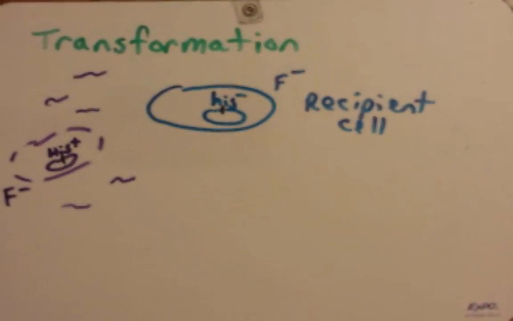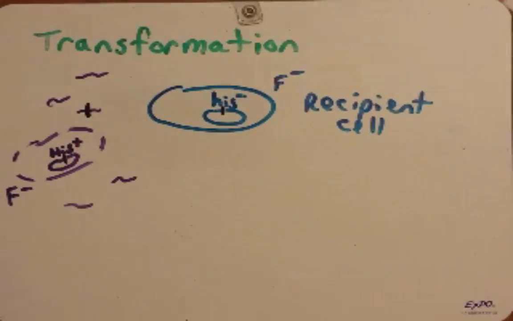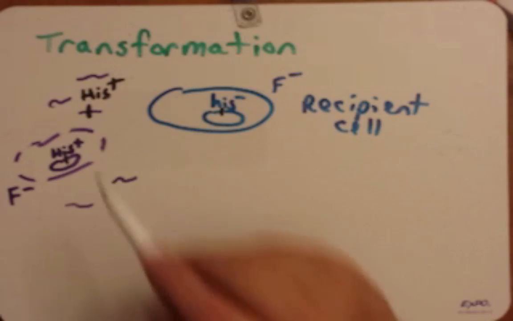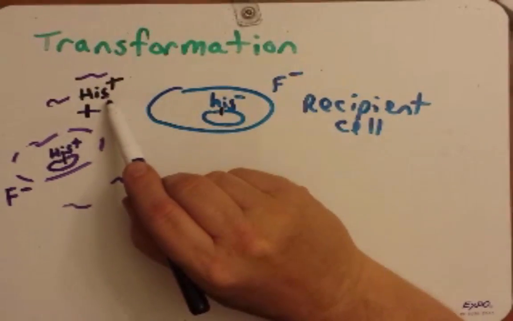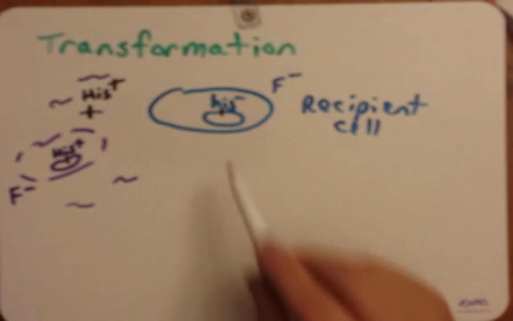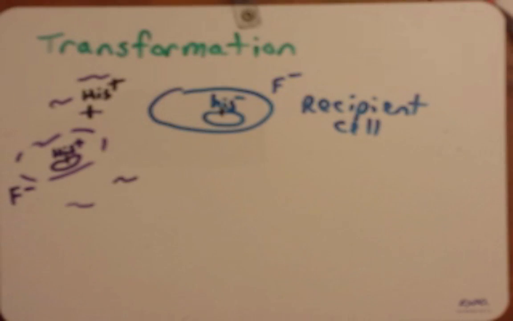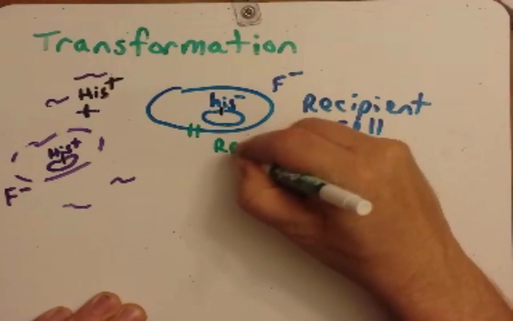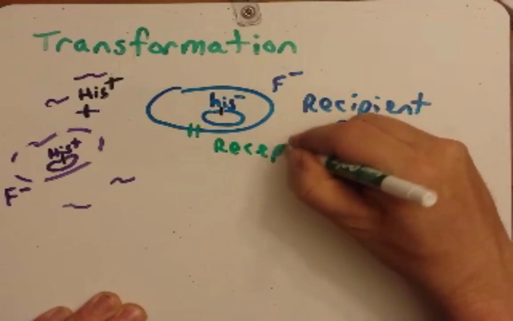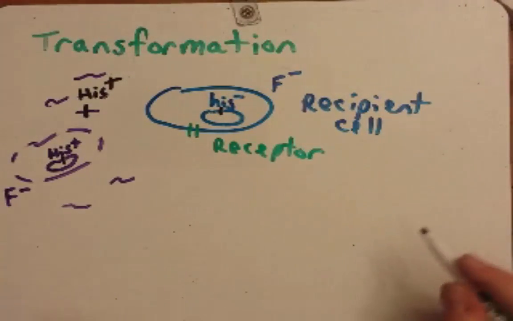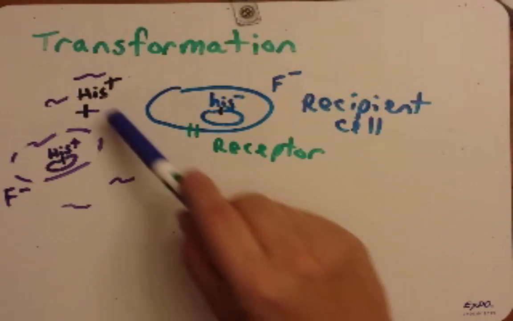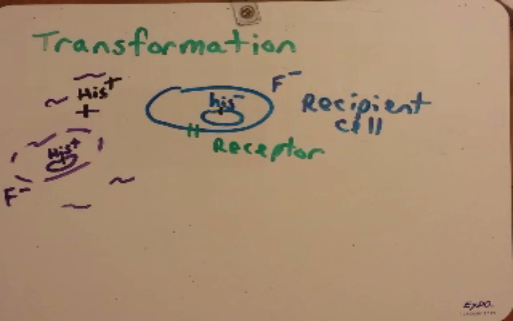Some of these fragments are going to contain that His plus gene. Now how is this His plus gene that's on this fragment going to get inside of this cell? Turns out there's a receptor here. All of our cells have all kinds of receptors on them, and, as it sounds, they receive specific molecules. In this case, this receptor will accept certain pieces of DNA.